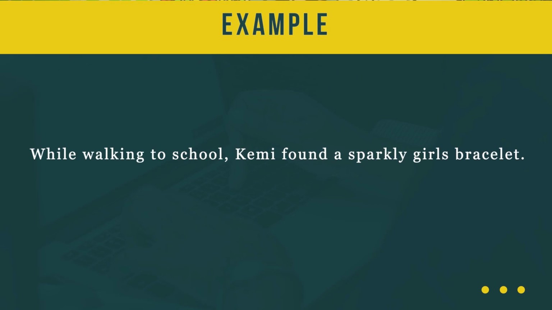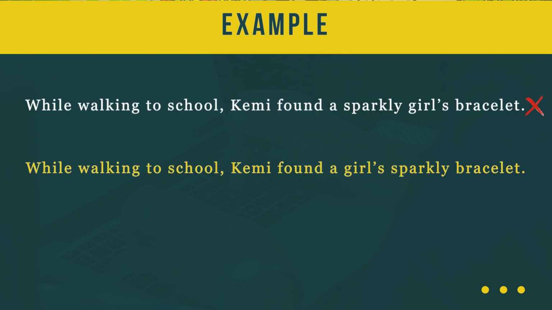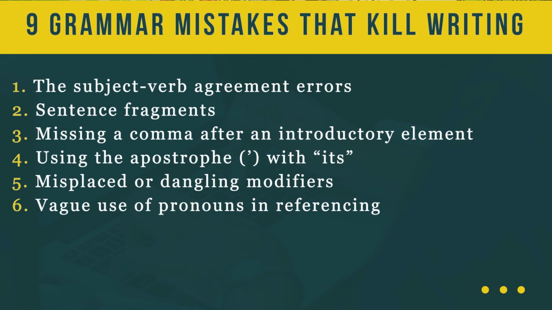For example, while walking to school, Kemi found a sparkly girl's bracelet. Wrong. The correct sentence should be: while walking to school, Kemi found a girl's sparkly bracelet. That's the correct sentence. So the next mistake we make is the vague use of pronouns in referencing.